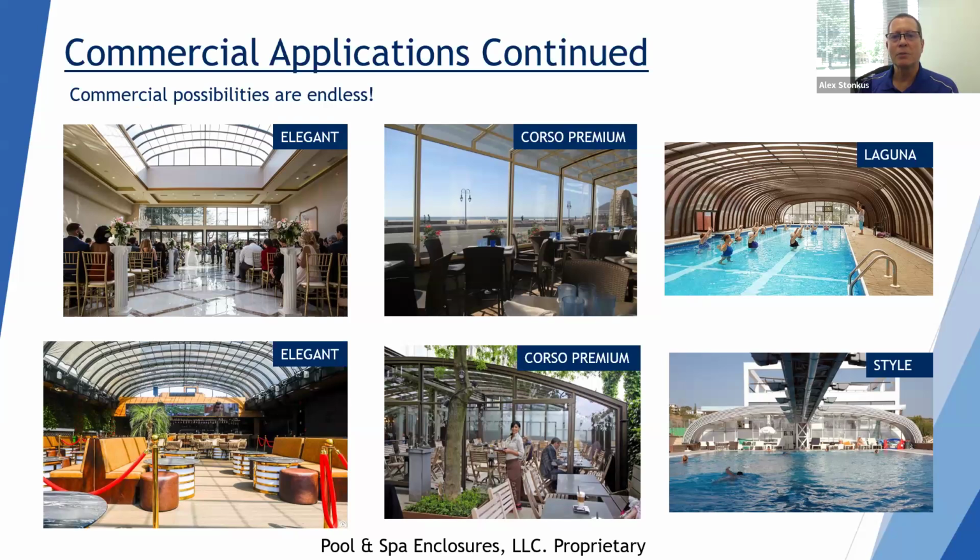The Corso Premium is a big one for restaurants, hotels, that you'll see in the middle there. Top right one is actually over the Laguna model, where you see them exercising in the water. That one's in Maine. It's over a retirement community. It's about 40 feet wide, about 80 feet long. They keep that pool open 365 days a year out in Maine to swim, exercise, and hold these classes. So lots of benefits for those types of applications to be able to utilize their facility throughout the year.